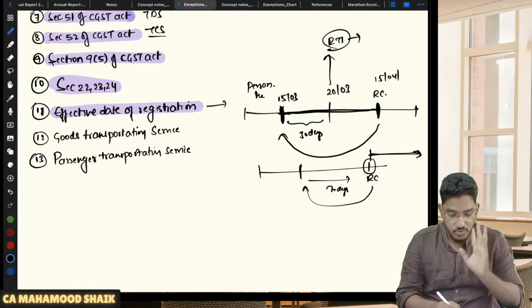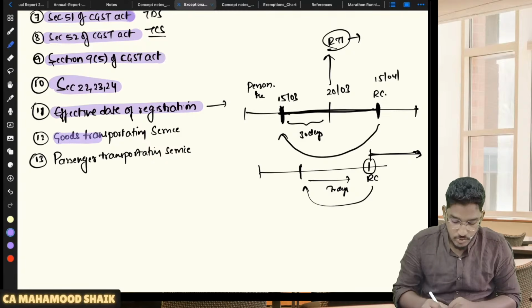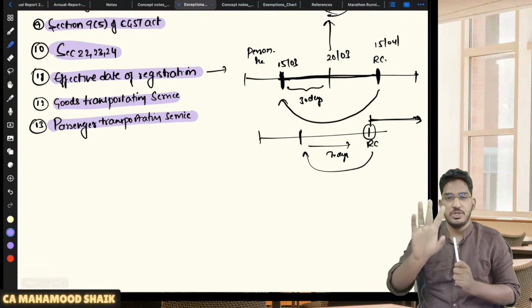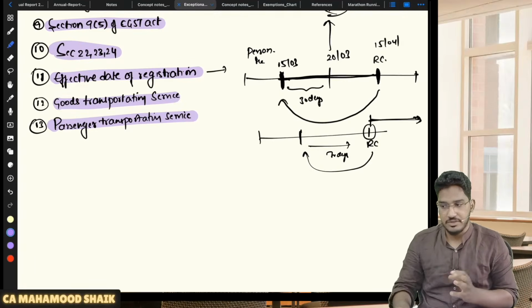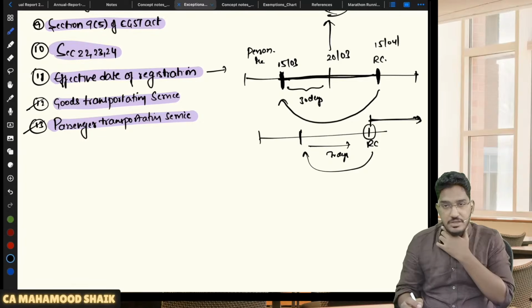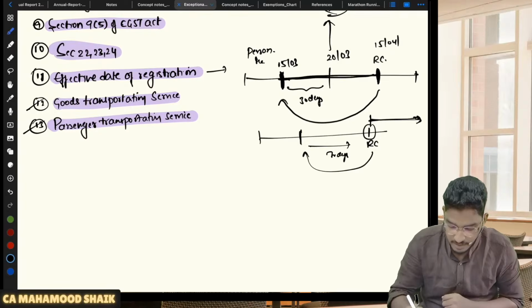Now I wanted to talk about two exemptions mainly. One is goods transportation services related exemption and the other is passenger transportation services related exemption. These two things I want to cover. Thereafter, I will wind up my discussion. These two areas I will cover from the chart.